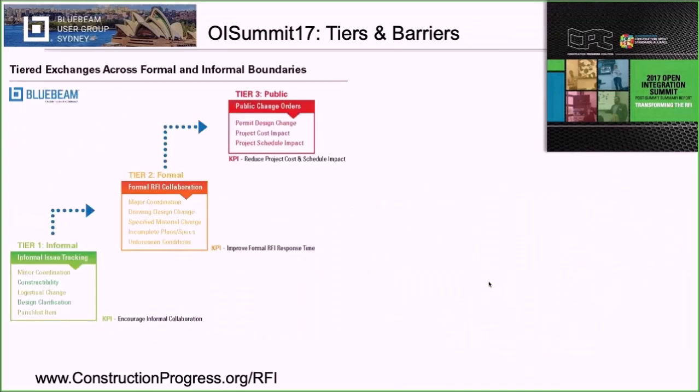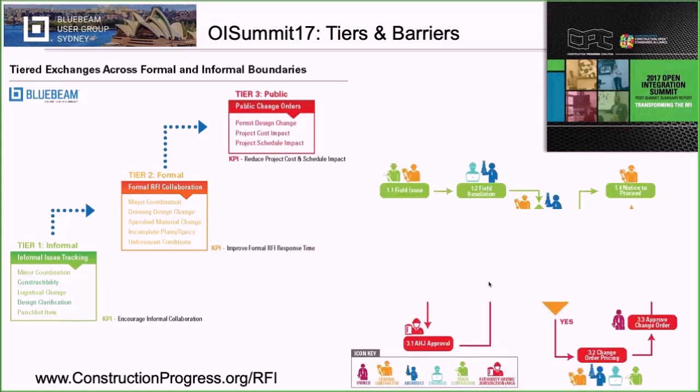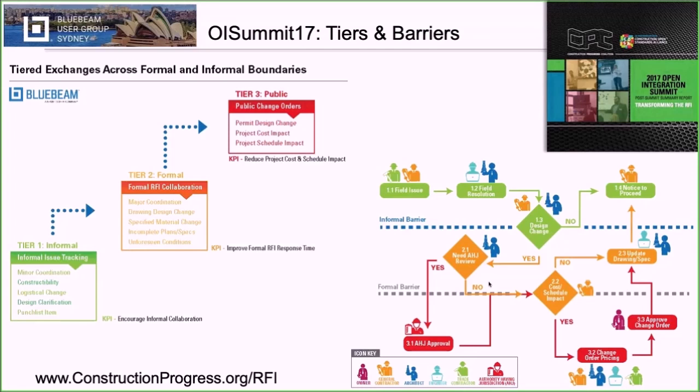But one of the conclusions we came back with was that what we need is to establish some contractual tiers of informal, formal, and public, and do a better job of mapping. Not every RFI is the same, but every RFI should follow some sort of path, and we establish these informal and formal barriers. We want to have as many of these green informal issues as possible. That's a good thing, to reduce the number of formal RFIs and hopefully ultimately eliminate any public change orders.